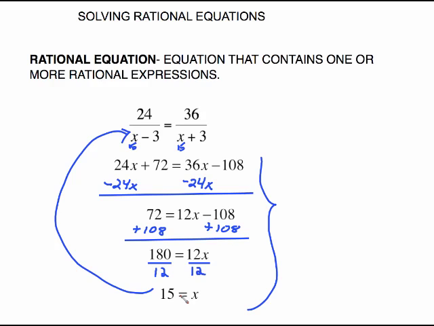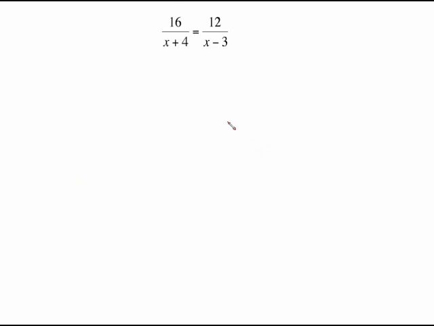Pretend our answer had been 3. If we had put 3 back in here, 3 minus 3 is 0. That means we'd have the expression 24 divided by 0, which is not possible. So any solution you get that creates a 0 in the denominator needs to be thrown out. Doesn't happen all that often, but when it does, you better find it or you're going to get the problem wrong. All right, another one with cross multiplying.